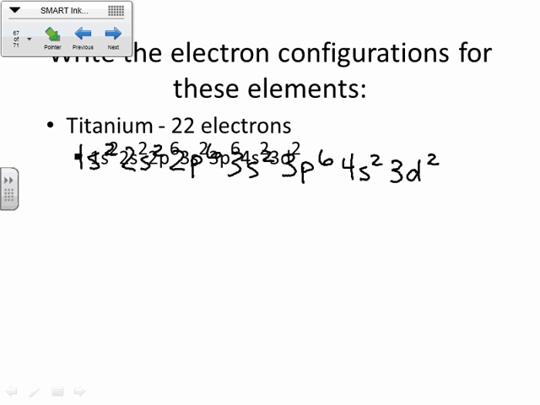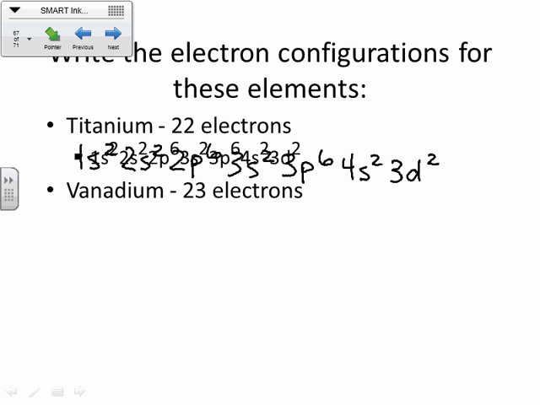Vanadium, 23 electrons. Well, okay, this gets a little bit boring, writing this over and over again, doesn't it? So let me show you an even shorter shorthand, okay? Another little trick here. And you can use this if you want. You just have to be careful that you use it correctly.